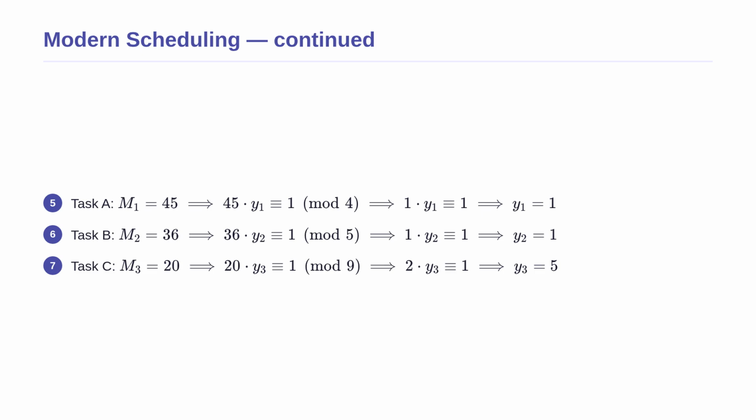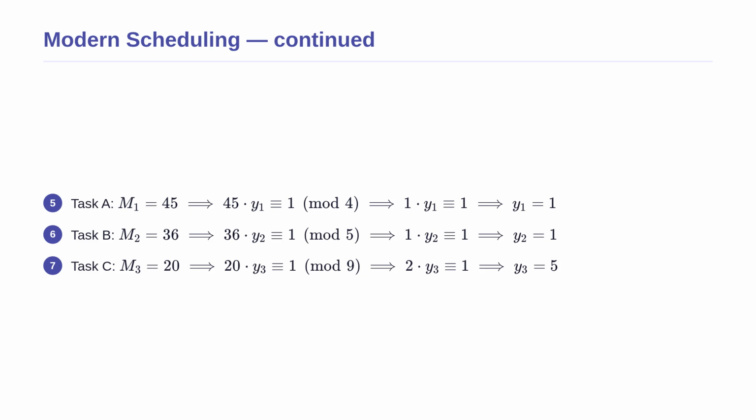Next, we calculate the partial products and modular inverses for our server tasks. For task A, dividing 180 by 4 gives a partial product of 45. Since 45 already leaves a remainder of 1 when divided by 4, our first inverse is simply 1. For task B, dividing by 5 gives 36. 36 also leaves a remainder of 1 when divided by 5, so the second inverse is 1.